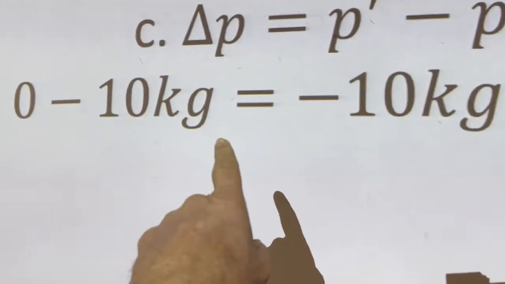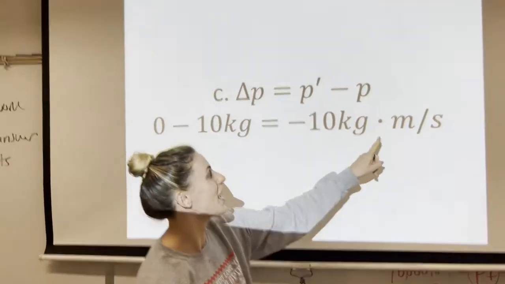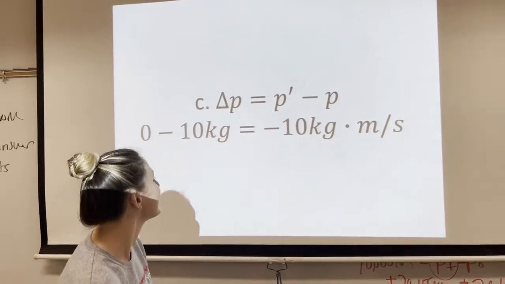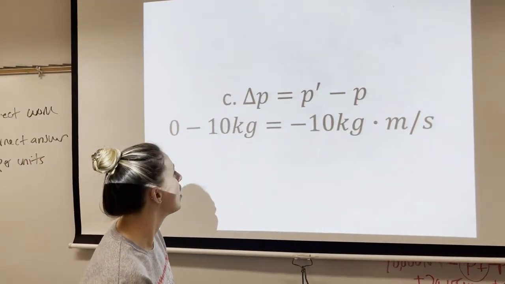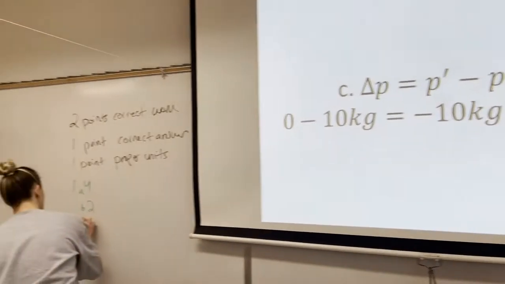Mr. Boykin made a mistake here. That should be meters per second. Bad, Mr. Boykin. No biscuit. Well, look at that. He got it right in the answer. We got it right. Yeah, I got lucky. Okay. 2 points showing your work, 1 point for the correct answer, 1 point for proper units. 4 points possible.